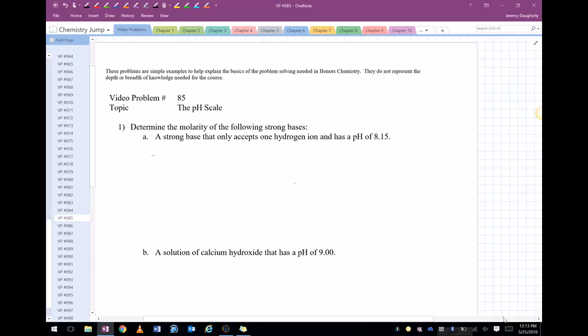We do problem 85, the pH scale. Determine the molarity of the following strong bases. So in this case, I'm looking for the concentration of the hydroxide, and then I'll see how that relates to the base itself. But I'm given the pH.